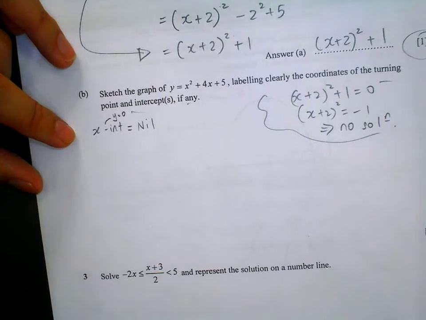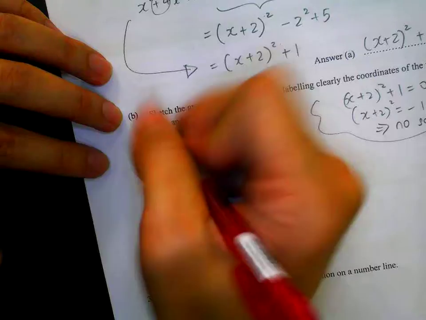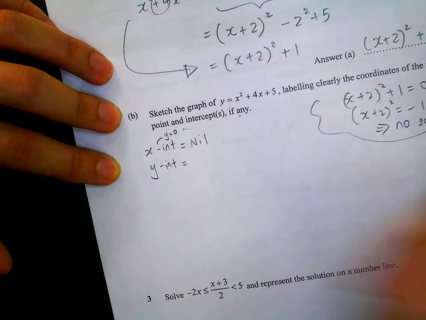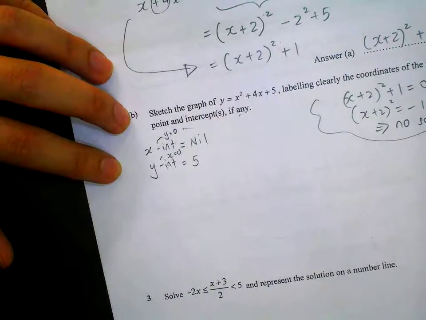You look at your graph. Did your graph touch your x-axis? If it did, confirm lose mark already. Okay? Y-intercept. That is when x equals 0. So substituting, I get 5.